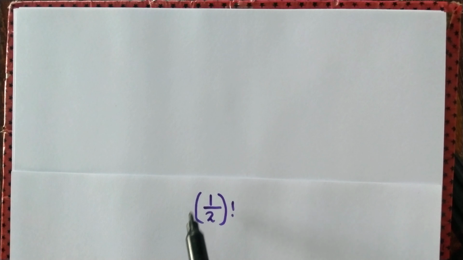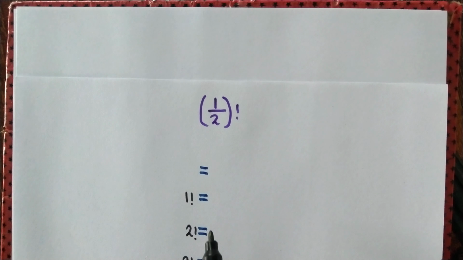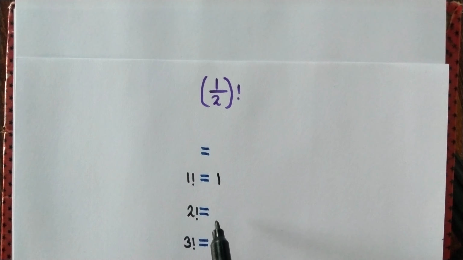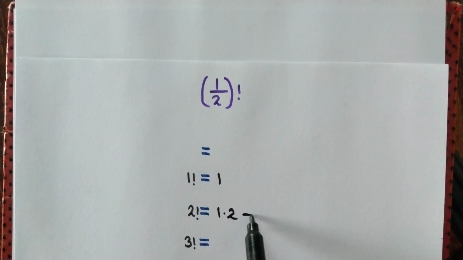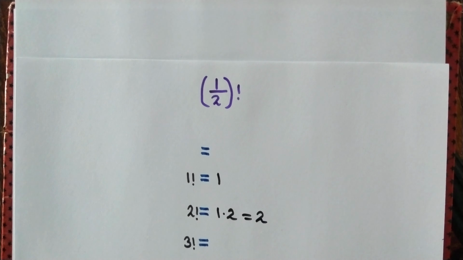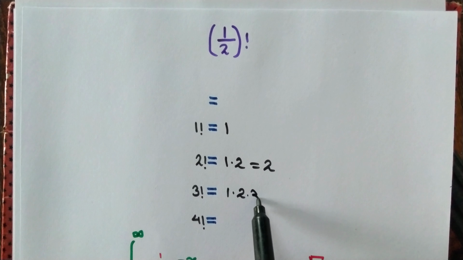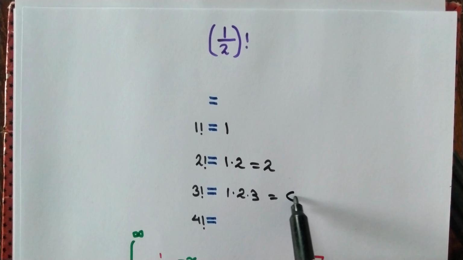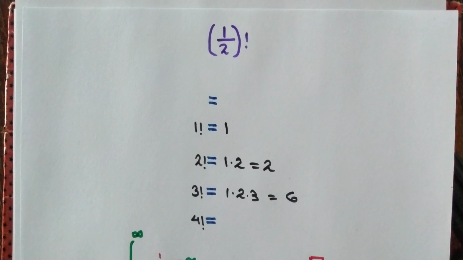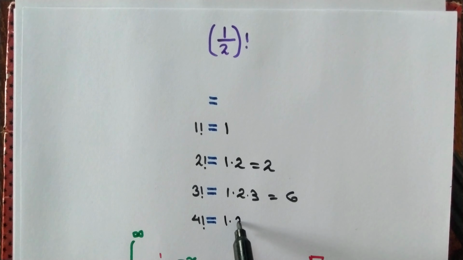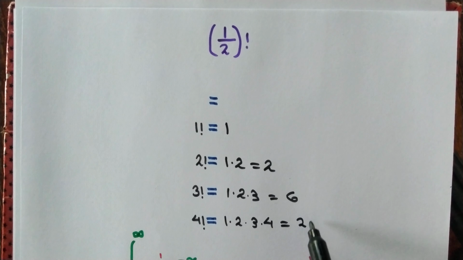Can we find the value of factorial half? Let's try. We know that factorial 1 is simply equal to 1. Factorial 2 is simply equal to 1 times 2, which is equal to 2. Factorial 3 is simply equal to 1 times 2 times 3, which is equal to 6. Similarly, factorial 4 equals 1 times 2 times 3 times 4, and that's equal to 24.